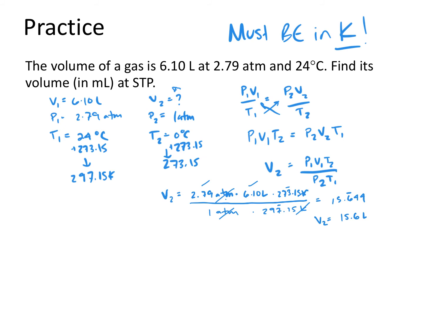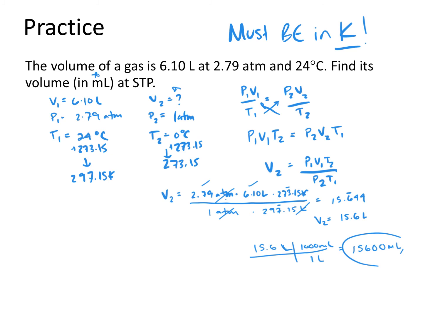Now they asked specifically for my volume in milliliters. So you can either use Kevin Hates Dates and just move the decimal, or you can use the relationship, 1,000 milliliters to 1 liter, and do your conversion and get 15,600 milliliters as your final volume answer.